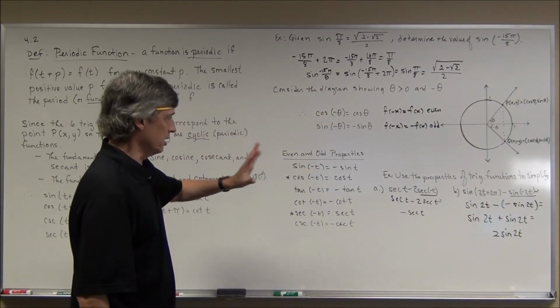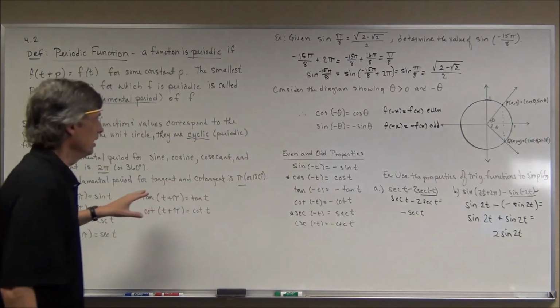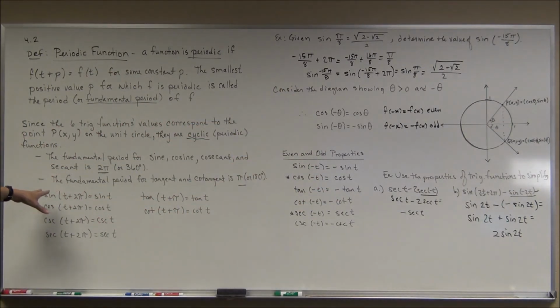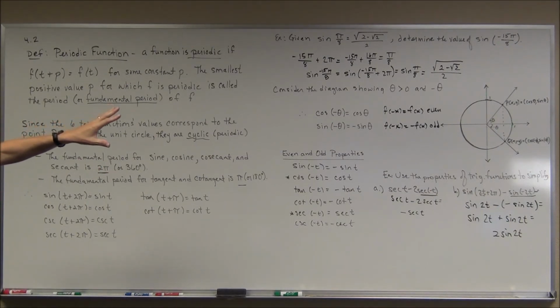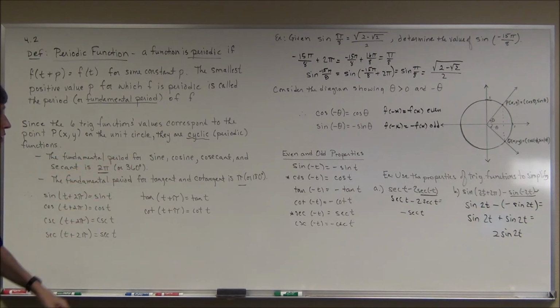Now, this is just a couple of examples of how we can use some of these properties, involving the period and involving even and odd. There are all sorts of examples when you're simplifying expressions or proving trig identities where we're going to be able to call upon these properties to help us simplify the expressions and verify identities.